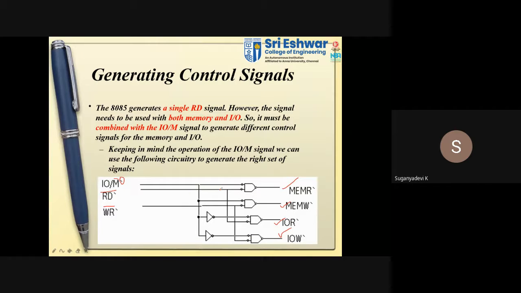Understood or not? Based upon the input given, zeros and ones, the NAND gate gives me the output and it executes the particular function, memory or input output read and write operations. The combination of these three is the output of this logic cell. So input output read, input output write, memory read or memory write. Four functions are possible using this logic diagram. So this is how we generate the control signals, right?